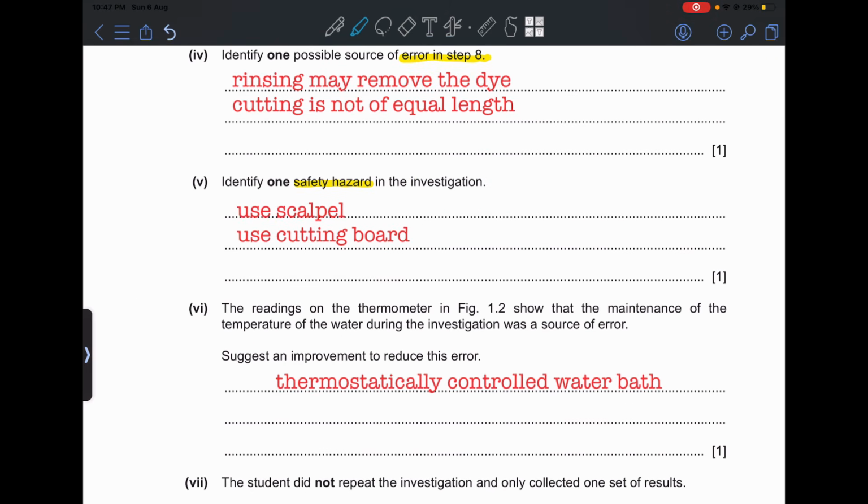V, identify one safety hazard in the investigation. Of course, they were using a scalpel. This is something that is very sharp and it can cause some injuries and it can cause cuts. Of course, using a cutting board is another safety hazard.